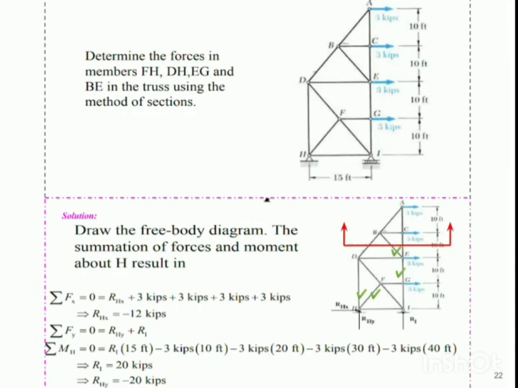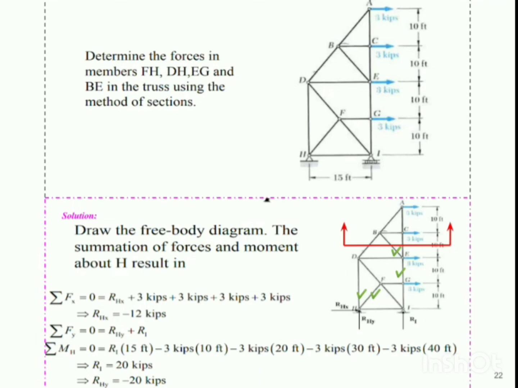Okay, so this is a truss. Over here it is said that we need to determine the forces in members FH. FH, you can see it's an inclined member at the bottom. DH is the vertical member. EG is the horizontal member, and BE is again the inclined member.